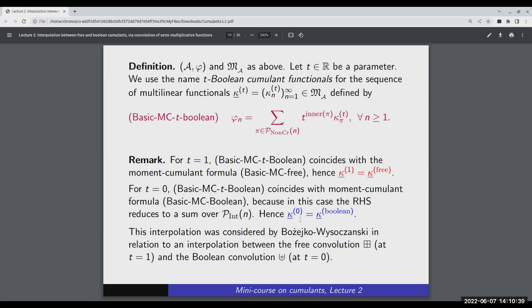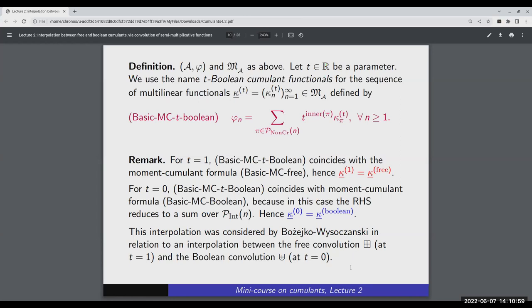Why does t equals 0 give the Boolean? Because here everything is killed unless the partitions have no inner blocks. And if they have no inner blocks, then this becomes a summation over interval partitions, and it's exactly the one defining the Boolean cumulant.